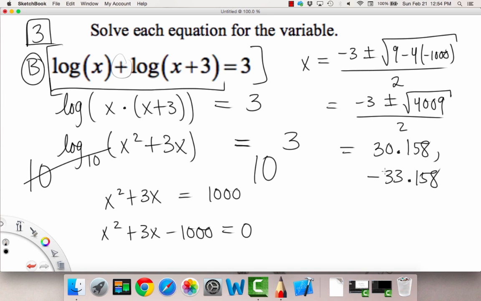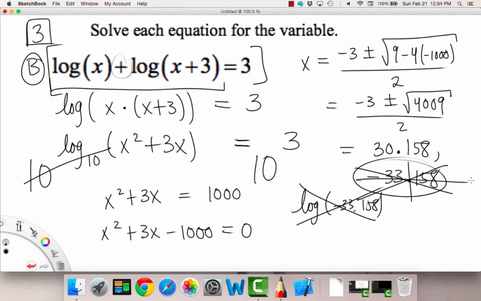For the first one, well, actually, let's look at this negative. If we try to plug a negative in, we get log of negative 33.158. Wait, freeze. Log of a negative number? That's not possible, right? We can't have a log of a negative number, so this negative number is not a solution to our equation. So we're finally going to get that x is equal to 30.158.